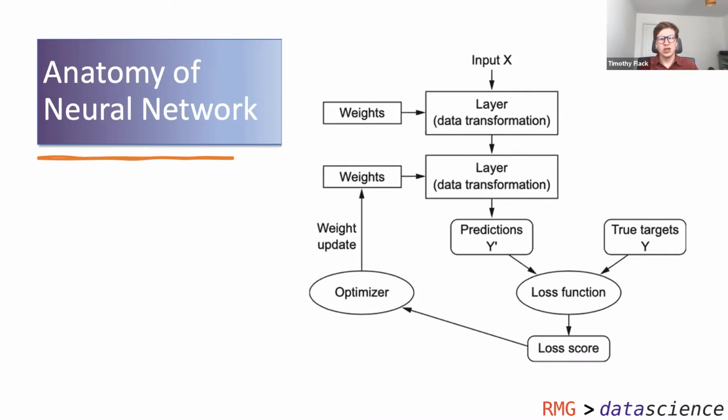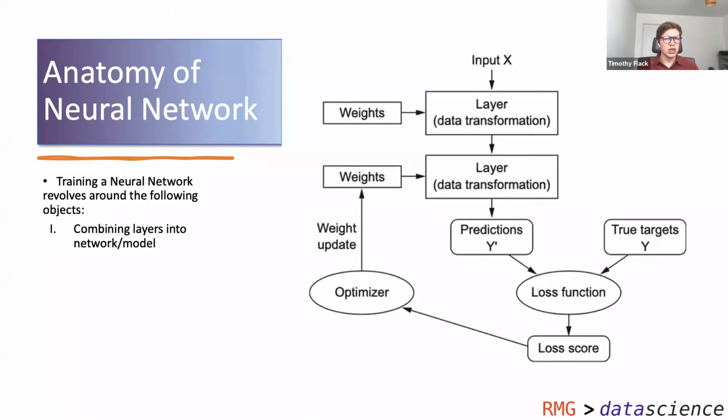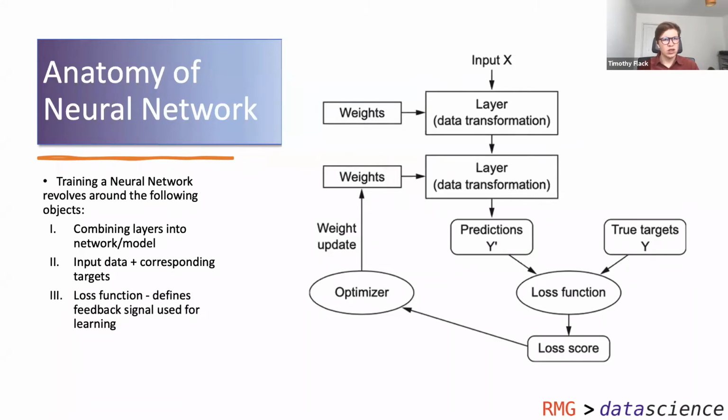Then we compare our predictions to the true targets with a loss function to get a loss score. This loss score is passed to the optimizer, and the optimizer implements backpropagation to update the weights, which are then used in the next iteration or epoch of the training loop to get a new loss score. And we keep doing this until we minimize the loss function, until we've converged. So training a neural network revolves around the following objects: combining some layers into a network model, we have our input data and the corresponding targets. We have a loss function, which defines the feedback signal used for learning. And then we have an optimizer, which determines how the learning proceeds.